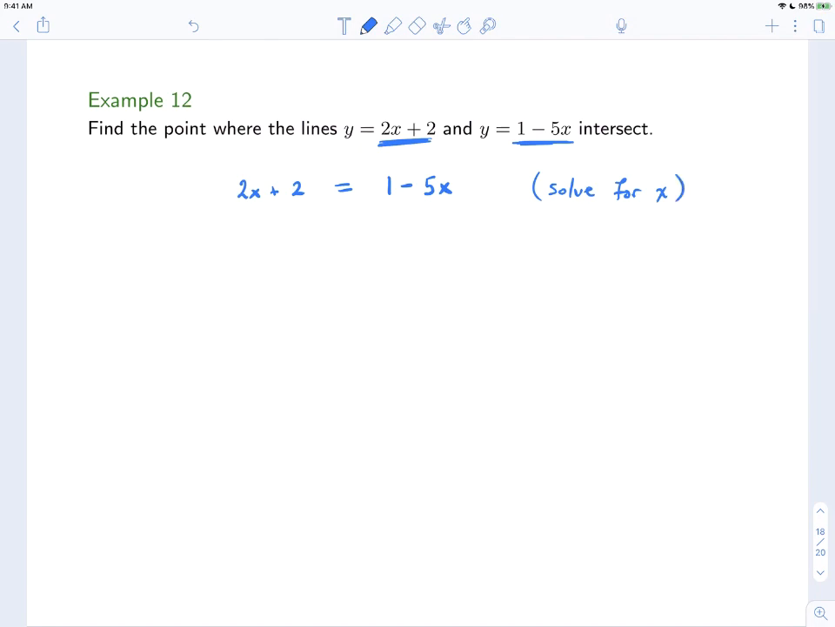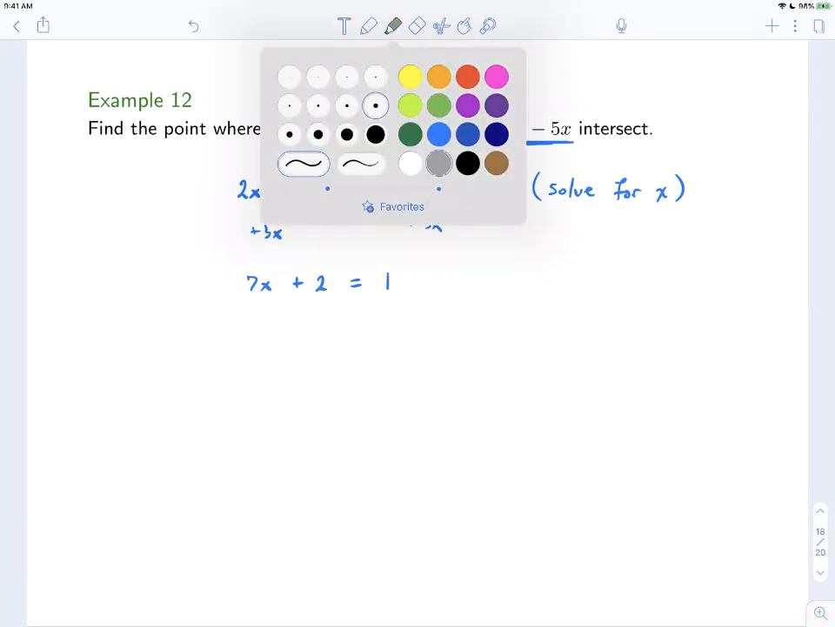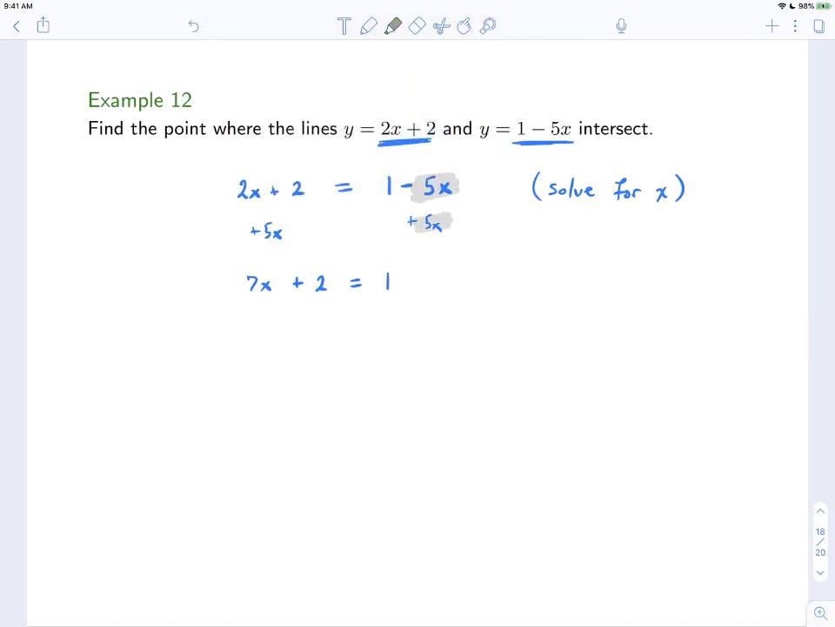Let's add 5x to both sides. That's going to give us 7x plus 2 equals 1. And of course, this minus 5x is going to cancel with that plus 5x. Now we're just going to subtract 2 from both sides. So 7x, and again, these are going to cancel. So 1 minus 2 is minus 1. So that means that x is equal to minus 1/7.